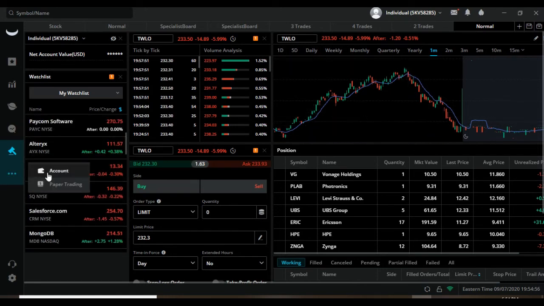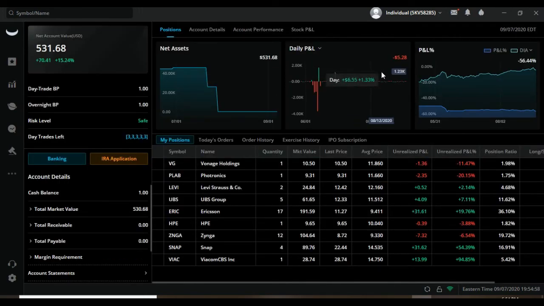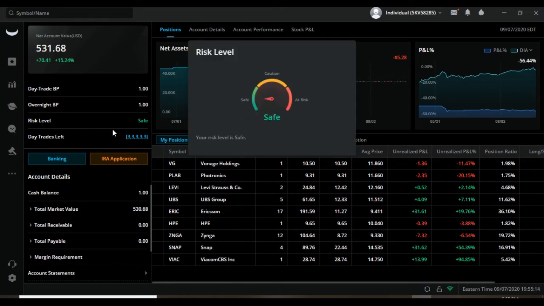And if you go down here and click on your account, you get all your nice account settings. I really do like this screen a lot because it lays out everything for trading. You get your net account value, your day trading buying power, your running buying power, your risk level, and your day trades left.